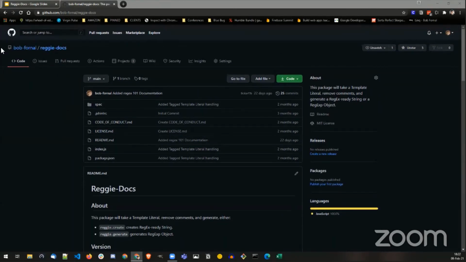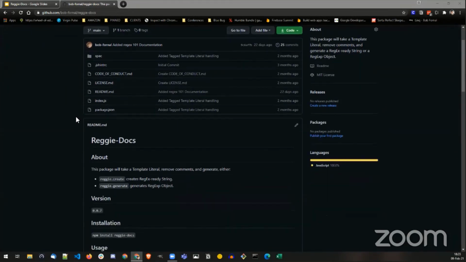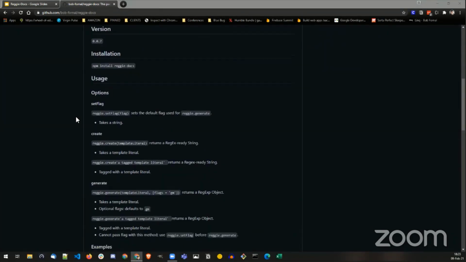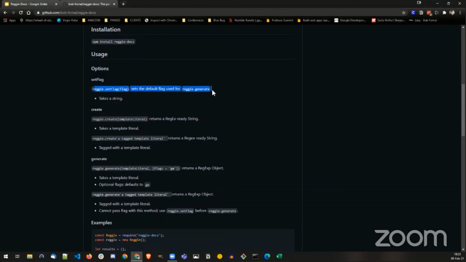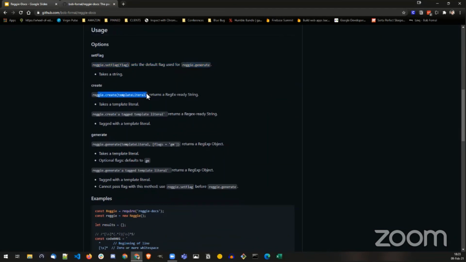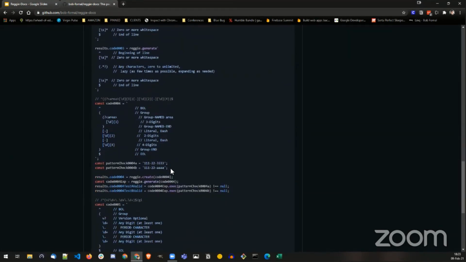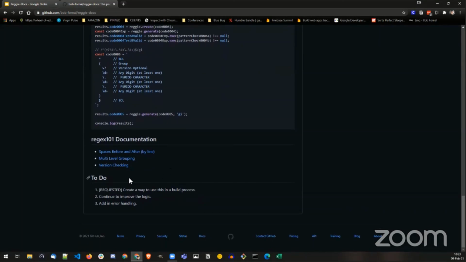Okay, so this is Regex, bob-fornal/Regex, nothing too complicated. And it's versioned. Yes, I've found a couple of bugs and things here. Here's the set flag I was talking about that you could use if you're using the tagged template literals. The create takes a template literal. Here's the create with a tagged template literal. There's the generate. Since we're generating a function here, we can pass the flags in. Here with the tagged template literal, again, we'd have to use a set flag. These examples are really close to what I used in the slide deck, so I'm not going to waste a lot of time looking at those.